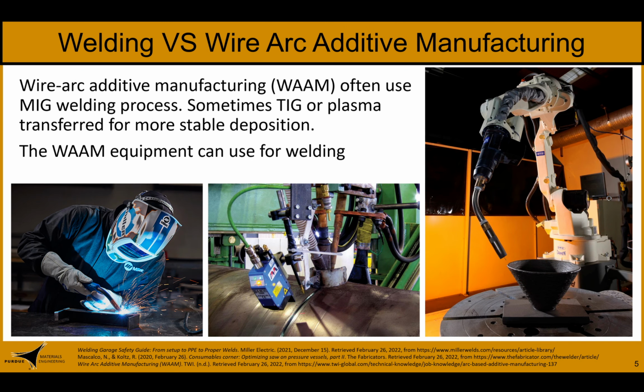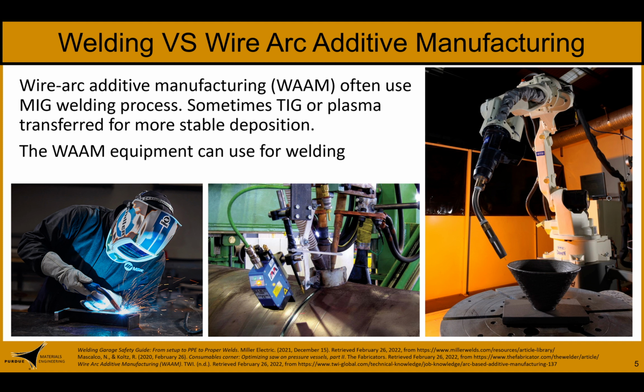In summary, on the relationship between the welding process and the wire arc additive manufacturing process, both techniques are the same, as wire arc additive manufacturing often uses the MIG welding process. Sometimes it uses TIG welding or plasma transfer for more stable deposition.